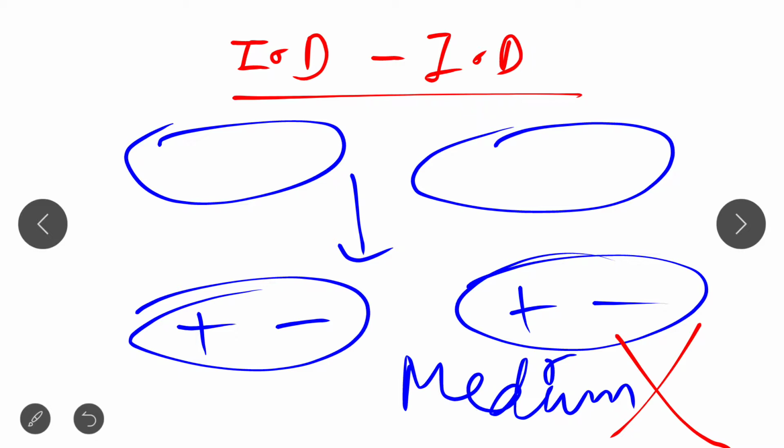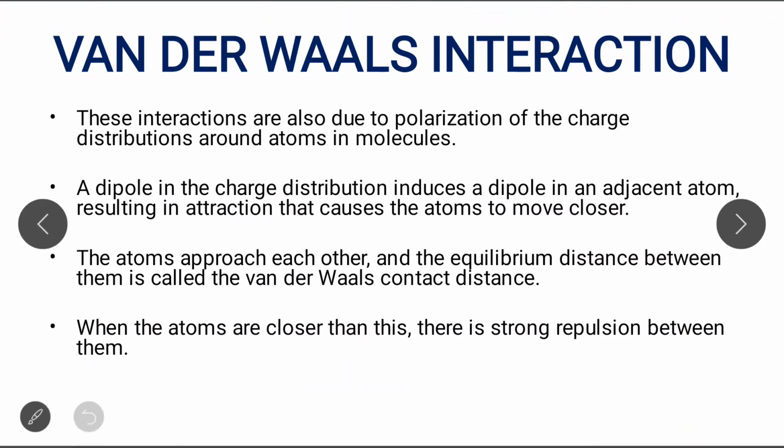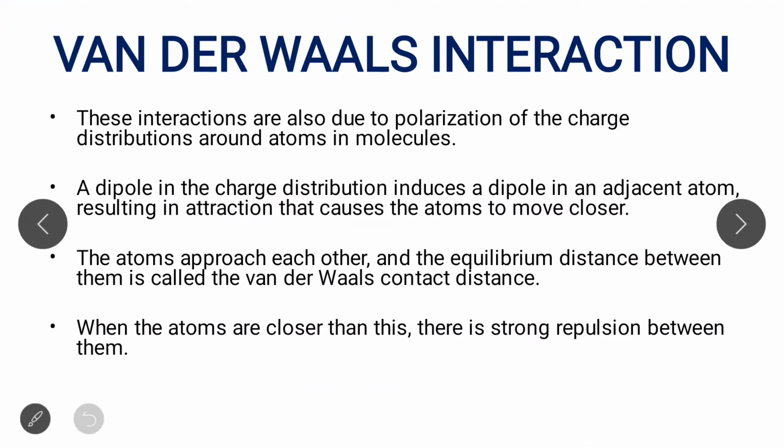Medium is not required, and it is basically of 3 types: dipole-dipole, dipole-induced dipole, and induced dipole-induced dipole. Okay, so this is all about the van der Waals interaction. I hope that you got a clear idea about the van der Waals interaction.